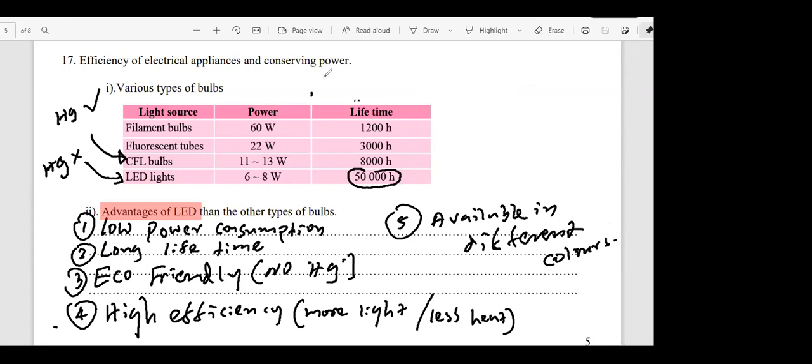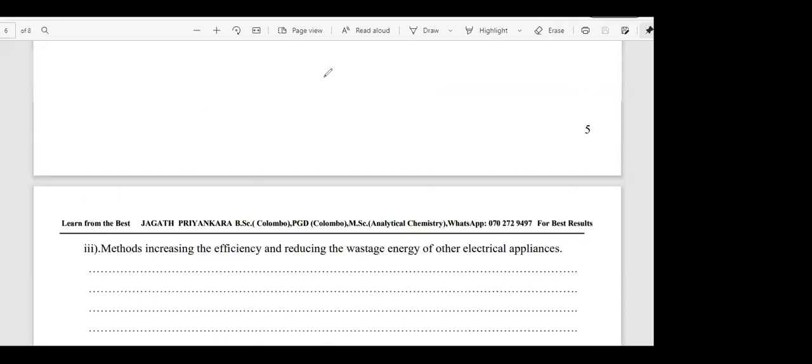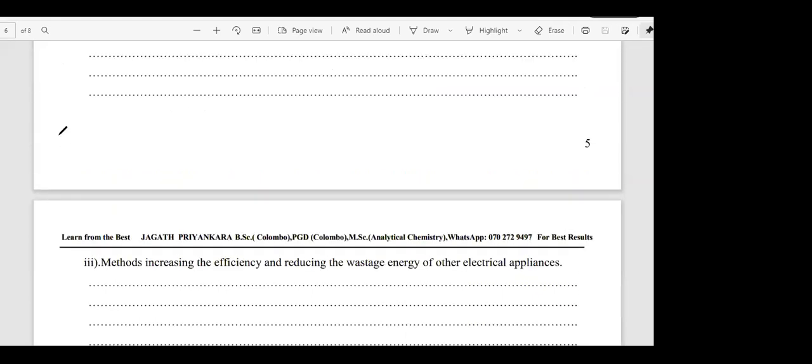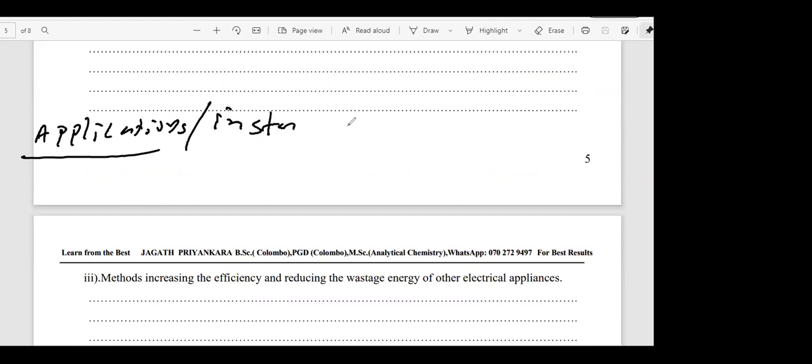Okay, anyway, next one, I'll erase the screen. Did you all finish copying down now? If you can add one more, high intensity of light. If possible, please write at the bottom the instances of using LEDs, applications or instances of using LEDs, if you have space. I gave a few instances of using LEDs, right?